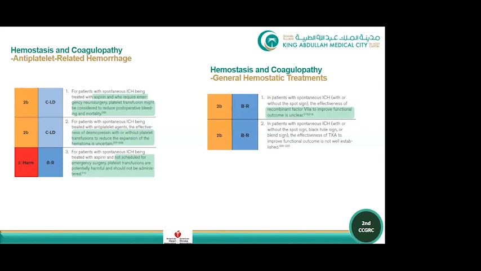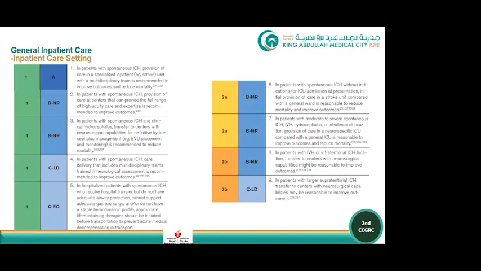So again, there is no clear role for the use of recombinant factor 7, and no established good data for the use of tranexamic acid as well.